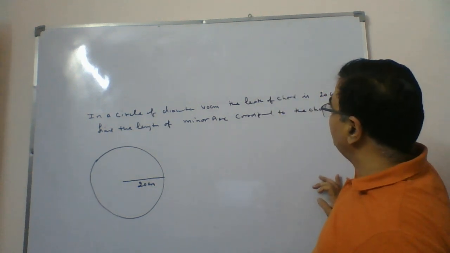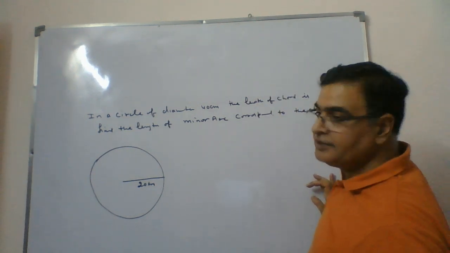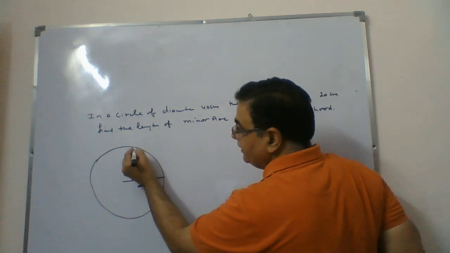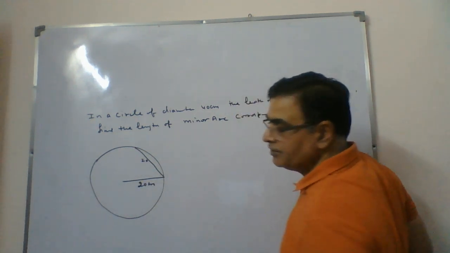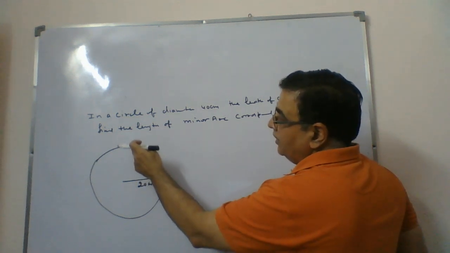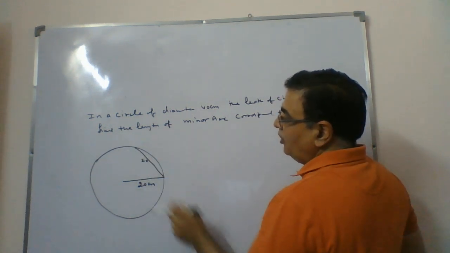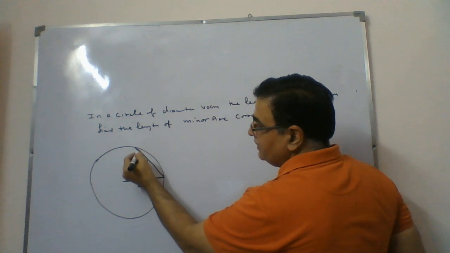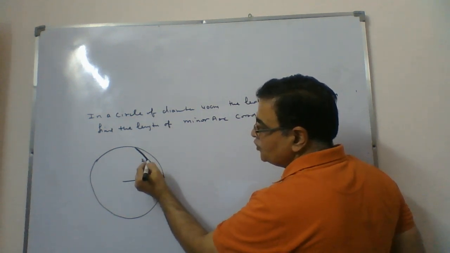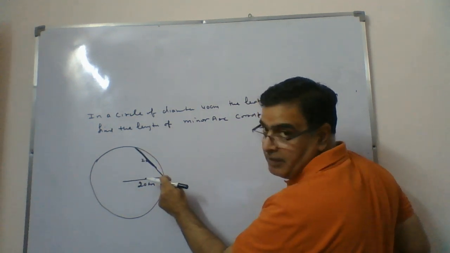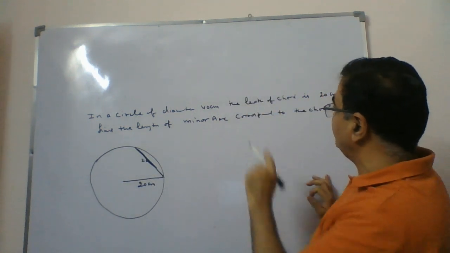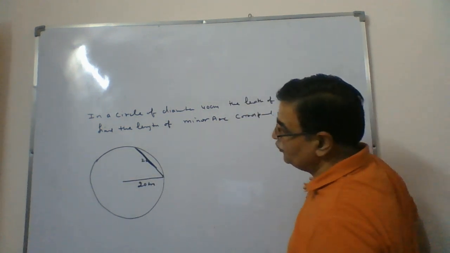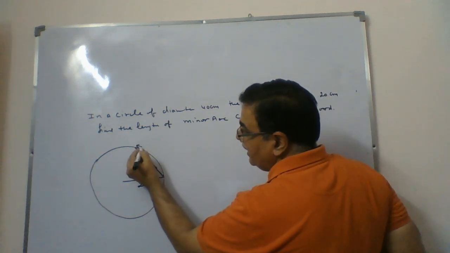Then it says the length of the chord is 20 centimeters. So here we are taking another chord, which will also be 20 centimeters. Then the question is to find the length of this minor arc. When this is the chord we have, it will have two arcs. One is called the minor arc, and this will be called the major arc. So he is asking what is the minor arc corresponding to the chord. We should find out what is the length of this arc we want.